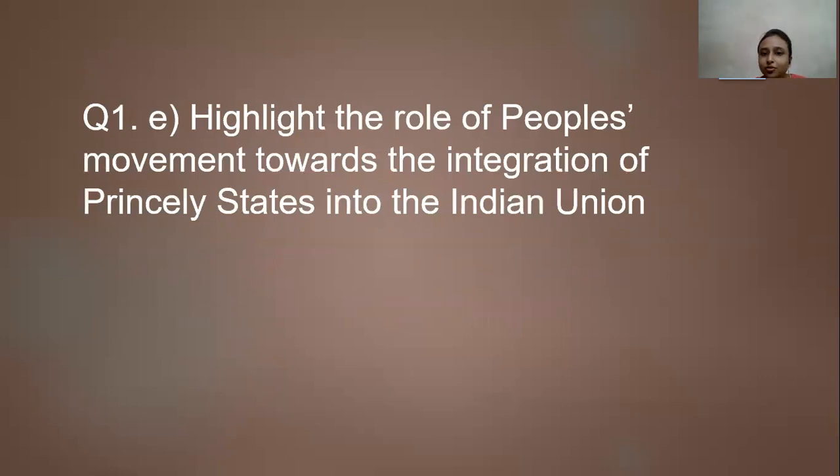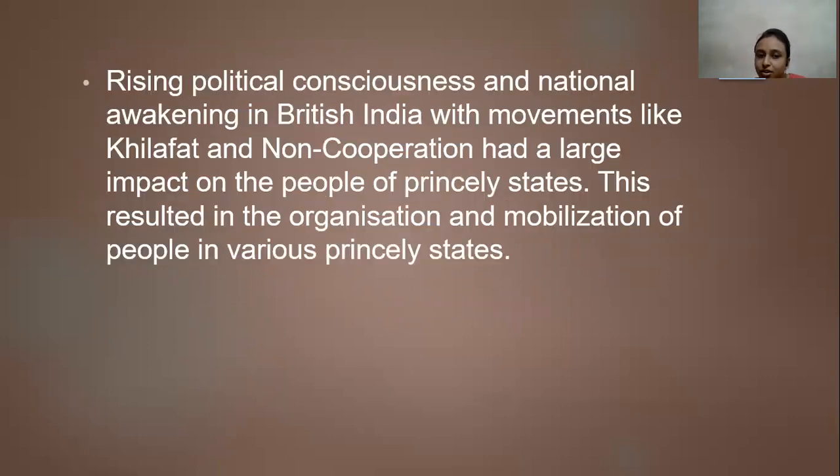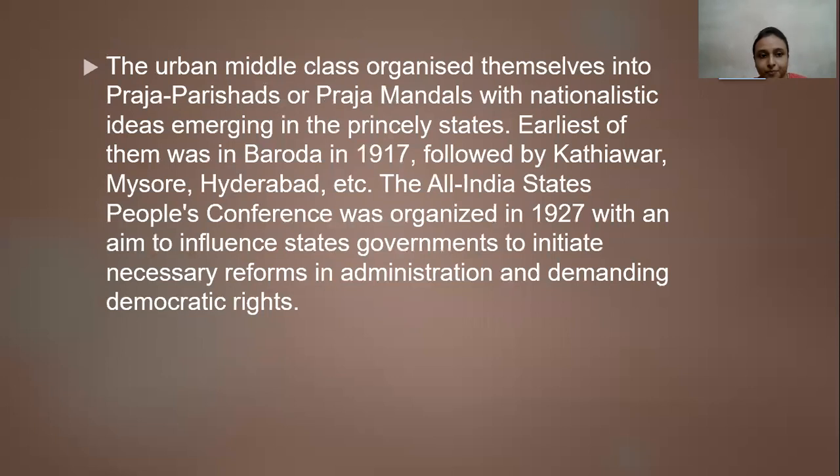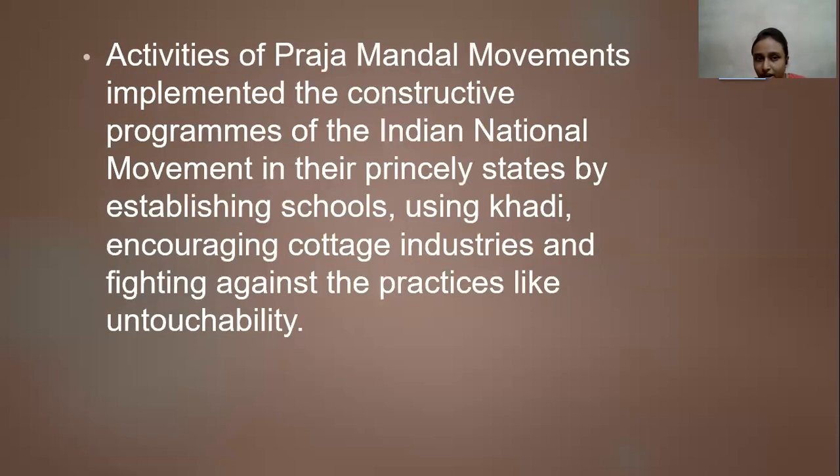Now, highlight the roles of people's movements towards the integration of princely states into the Indian Union. Let's do a brief summary. Firstly, it started with the Khilafat movement and the non-cooperation movement initiated by Mahatma Gandhi. Next, we see the formation of Praja Parishads or Praja Mandals, and then the session of Baroda in 1917, where democratic rights were being demanded.